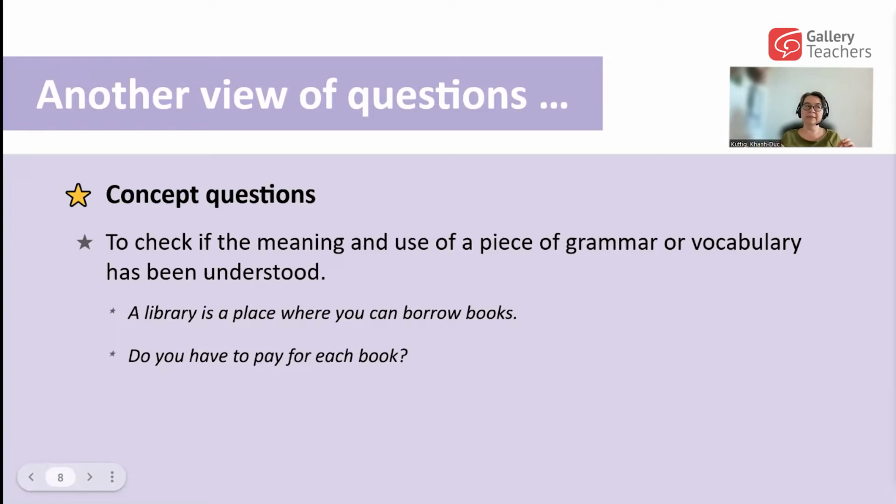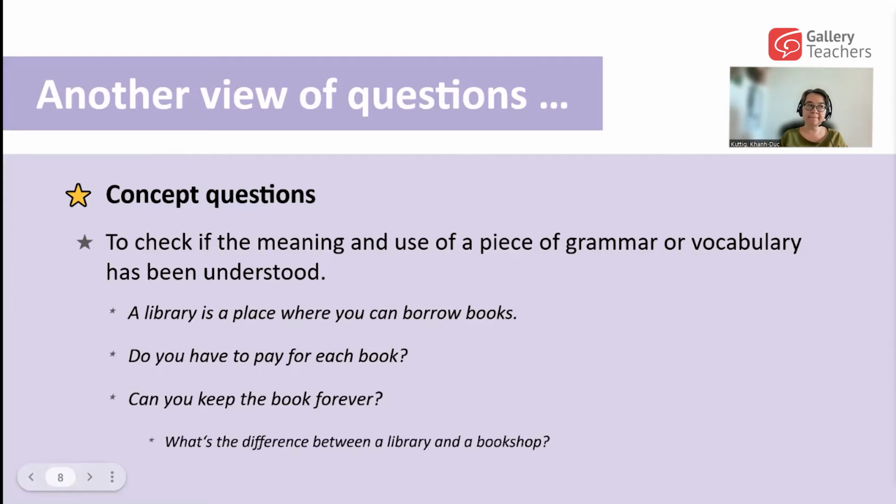So you could begin by saying, do we have to pay for each book? So here the answer is restricted. They say either yes or no. Then you ask them, can you keep the book forever? Again, they say yes or no. So these are the key aspects of what a library is. And then you could ask them, if they've answered, do we have to pay for each book? And they go, no. Can we keep the book forever? No. Then you can say, now tell me, what's the difference between a library and a bookshop? And there you go. You've checked knowledge of the new vocabulary.